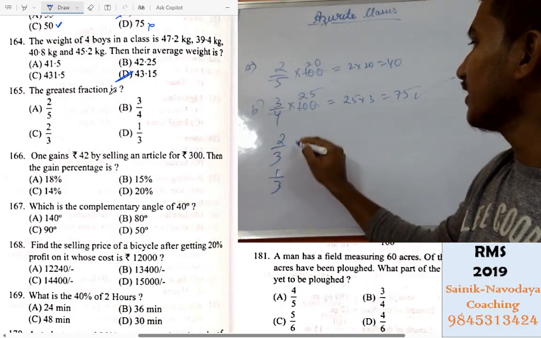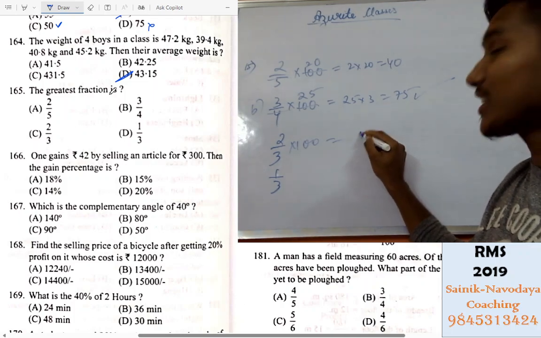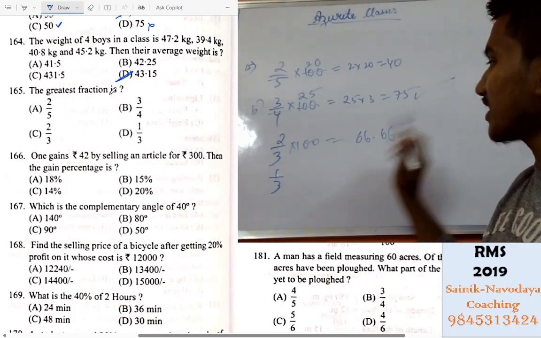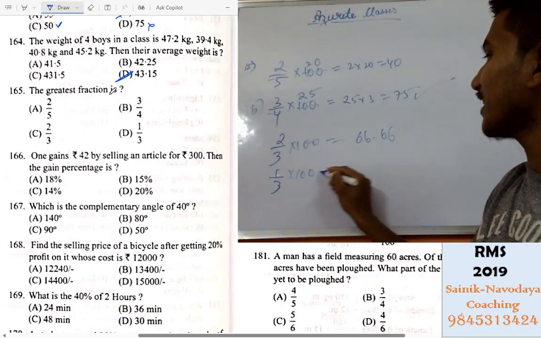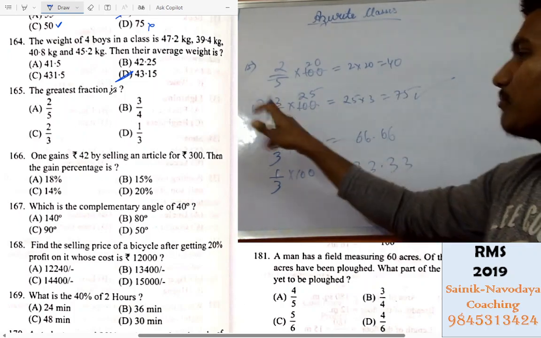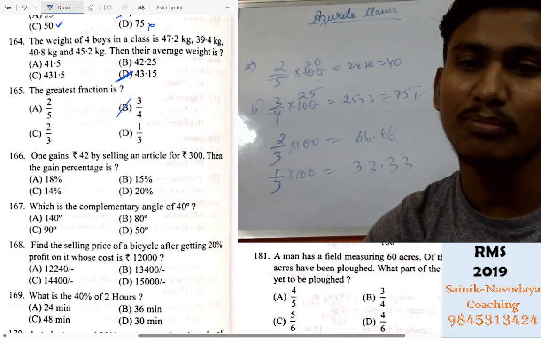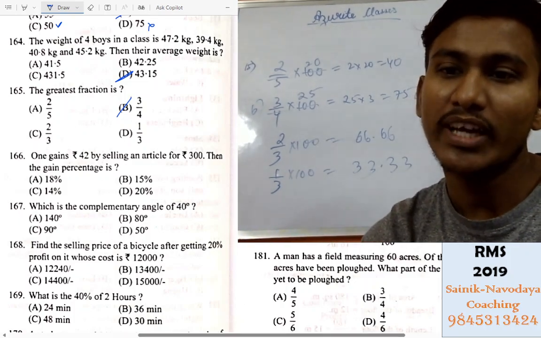You can find it by multiplying here. You will get 66.66% for 2 by 3, and if you multiply 1 by 3 with 100, you will get 33.33. So option B, 3 by 4, is the greatest and the answer. Now you should multiply with 100 and then you can find the value easily.